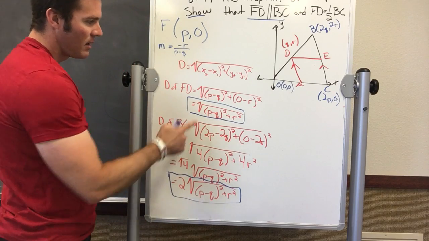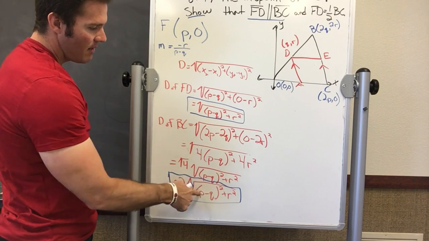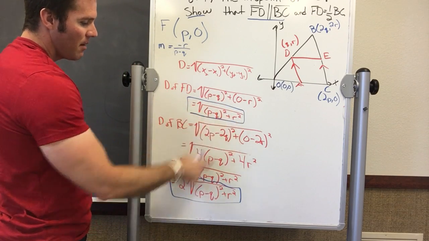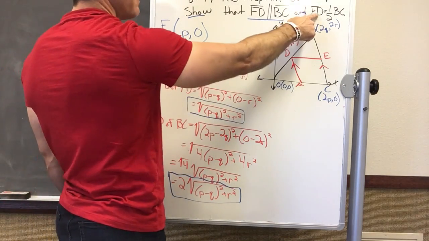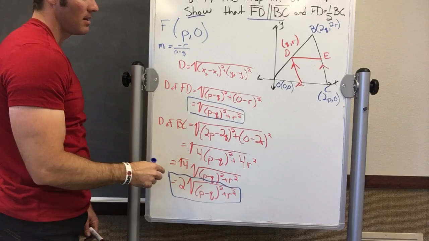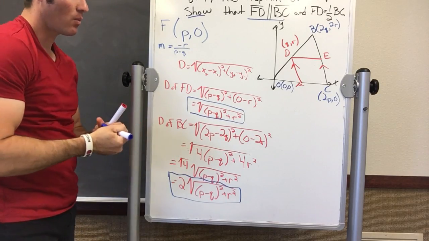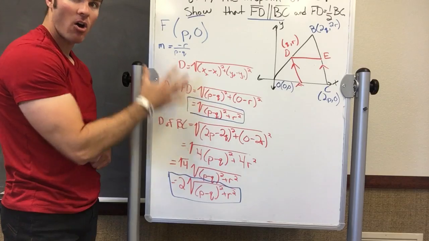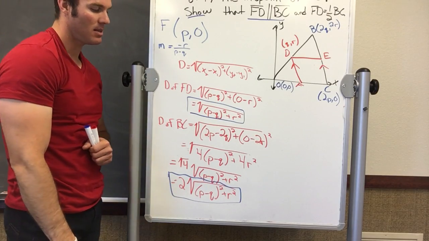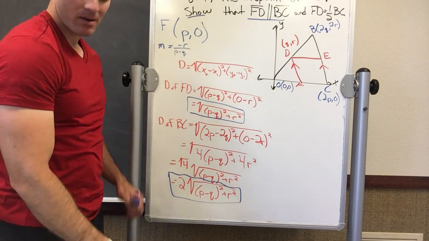Notice it's the same here, but there's a 2 because BC is twice as long as FD. FD is half of BC. So this is my way of showing that FD is half of BC. This is all part of the answer, okay guys? That's all part of the answer.